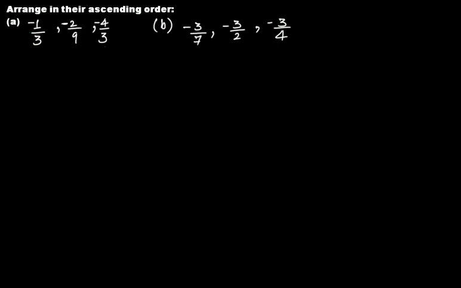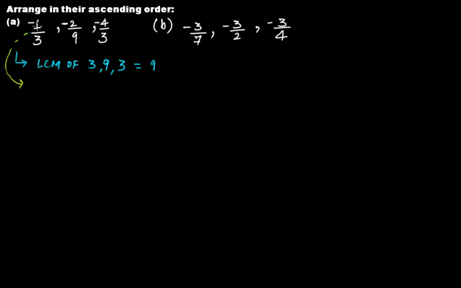Arrange in the ascending order. We have to follow the same steps. 3, 9 and 3 all are positive. So since all are positive, the next step will be to take the LCM of 3, 9 and 3. If you solve this, you get LCM as 9. So first start with this one.